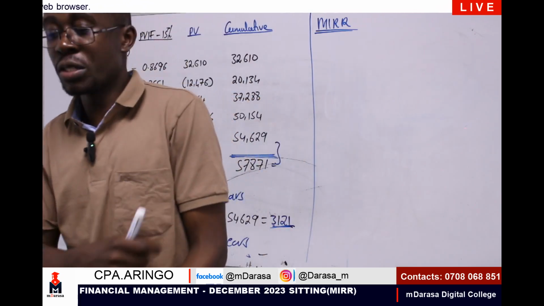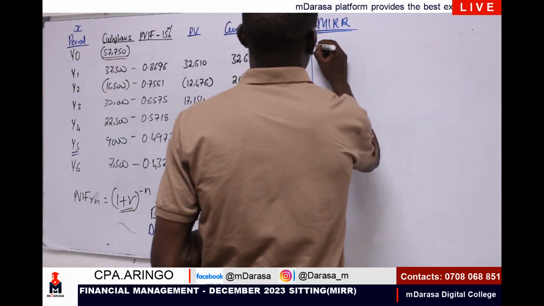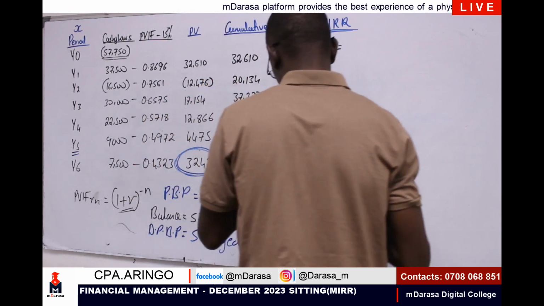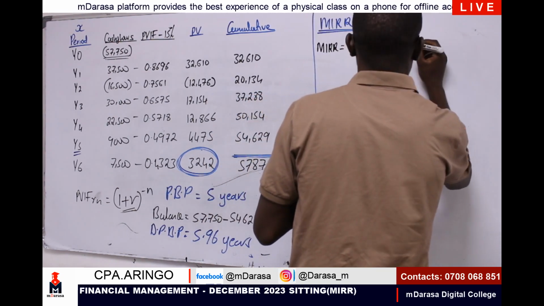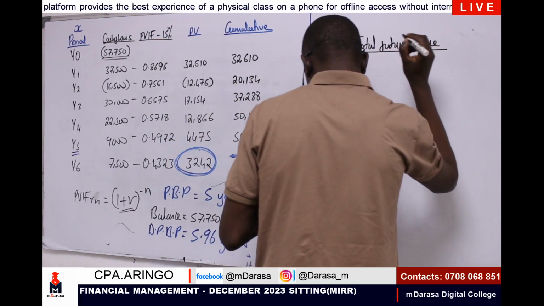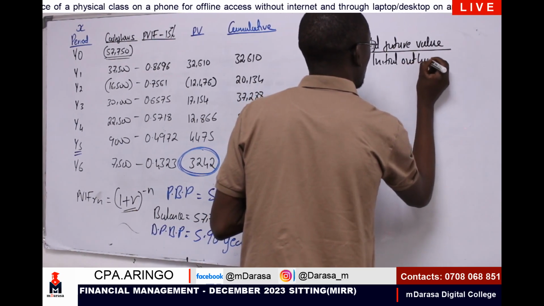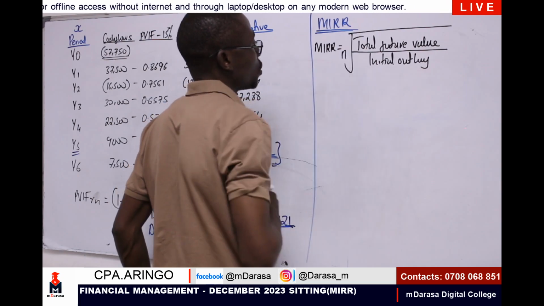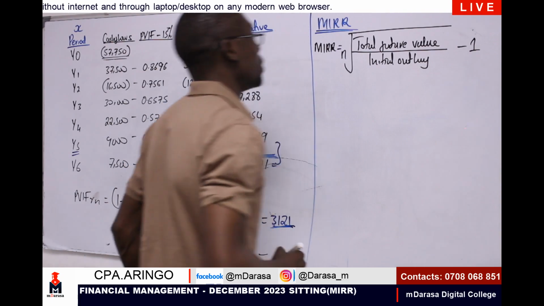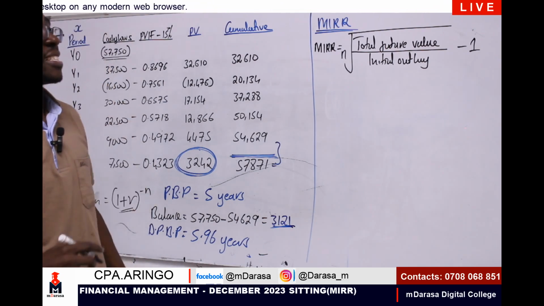MIRR will be very easy, because it is just the modified internal rate of return. Determining our MIRR is always very simple. For our modified internal rate of return, we should always remember our total future value, we divide by, my good students, the initial outlay at this point. All these are raised to the root period n, minus 1. This will literally give us our MIRR. Another case, see this case, very simple.